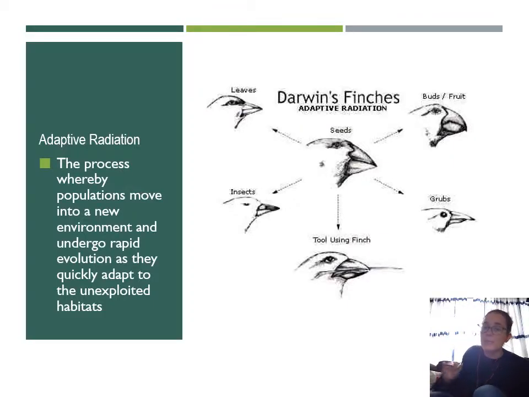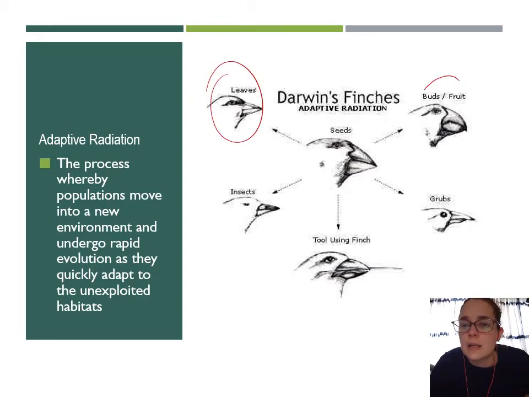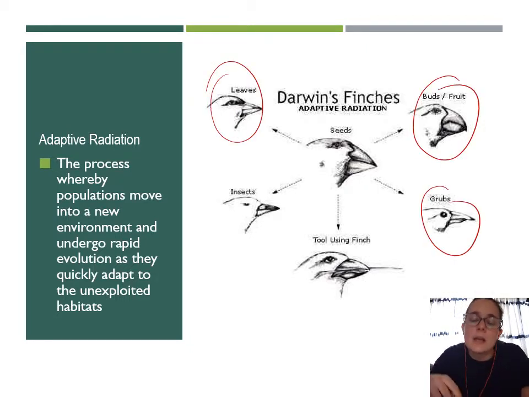Another one to be looking at in terms of adaptive radiation and that change over time, becoming lots of different species, the prime example is Darwin's finches. On the Galapagos Islands, there's a whole heap of different finches on each island, and each population of the finches has a different food source that it primarily relies on. So this guy at the top is leaves, this guy's is buds and fruits, and we've got grubs. Based on the food that they're eating, you'll notice that their beak types are different.